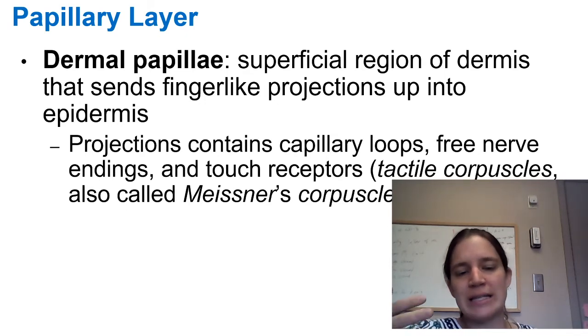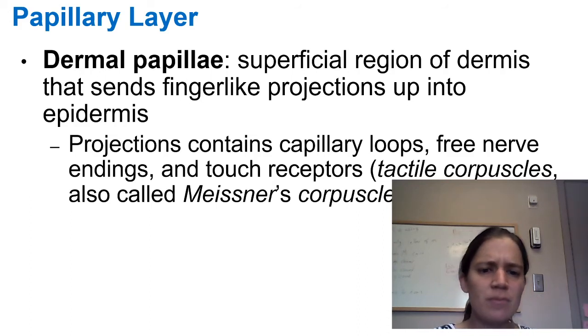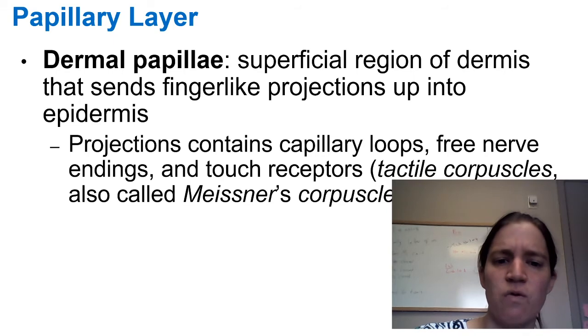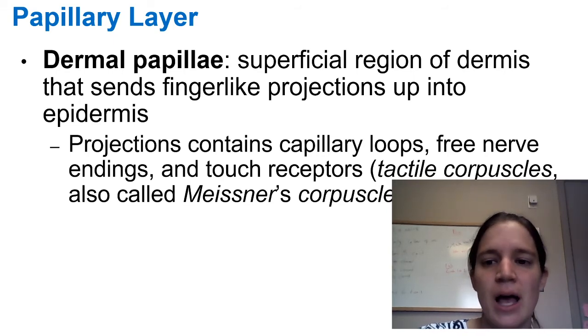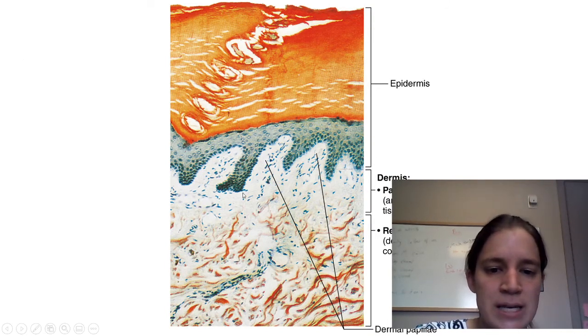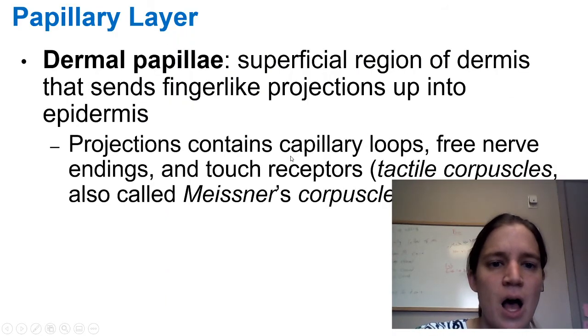The dermis also has these little finger-like projections that go up into the epidermis, right? And these projections are important for a variety of reasons. They've got some capillary loops, so for some blood supply, but they're mostly important for sensation. So we see this right here, right? It's popping up in there.